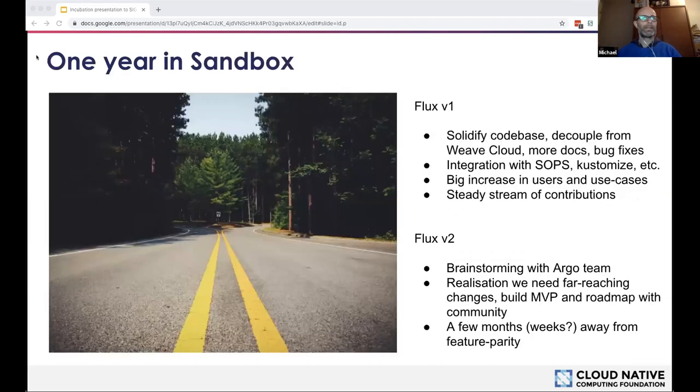So a wee bit of history. Flux was about 3 years in and up to version 1.13 when it entered the sandbox, which was a bit over a year ago. Towards the end of last year, around the same time we were entering the sandbox, we were talking to the Argo team. I see Alex is here. Since Argo is also a very strongly GitOps oriented project, or Argo CD is, we thought maybe we could merge efforts. But what can I say? That didn't work out. So at the start of this year, we did some experimental work in the direction of what became known as Flux V2, which I'll say a bit more about in a second.